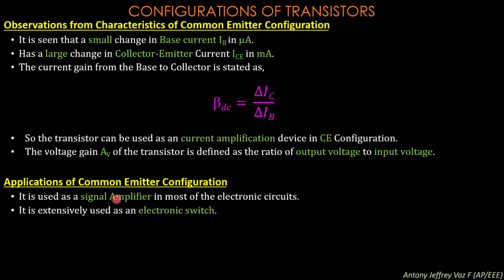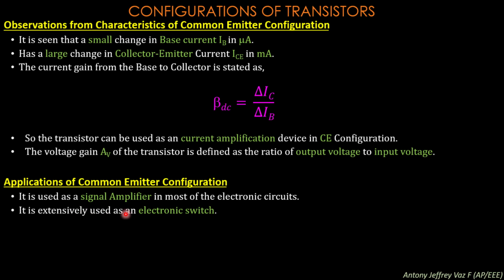The signal amplifier is used in amplification devices such as sound amplifiers, microphone amplifiers, or it is connected to a speaker system as an audio amplifier. So in all types of amplification processes, the transistor is connected in common emitter configuration.